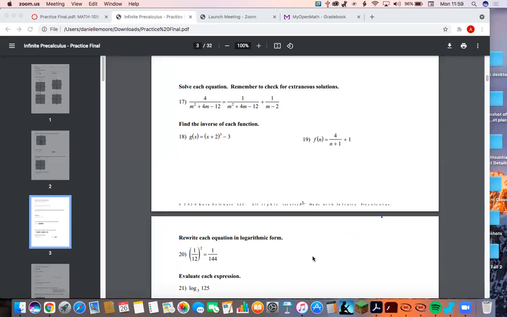All right, guys. I'm looking at a practice test, or practice final. Here's my take on number 17. Solve the equation. We've got to get the bottoms to match. I'd probably factor them first.